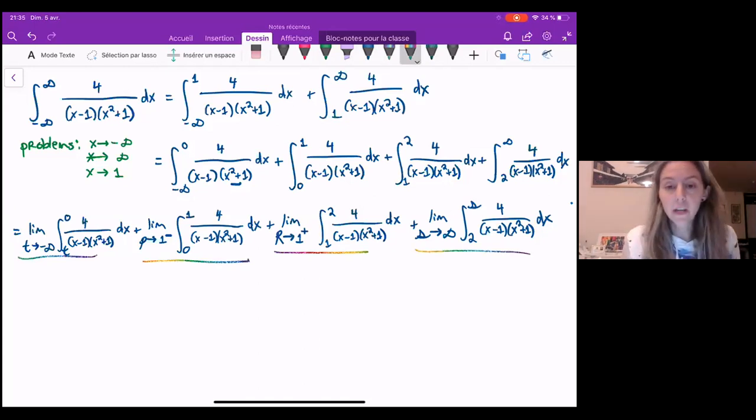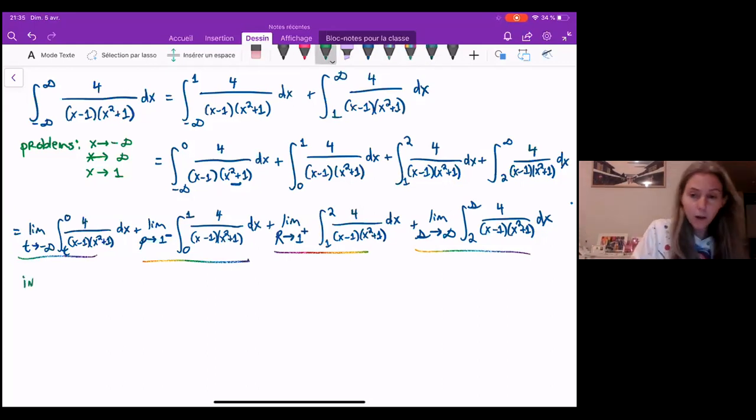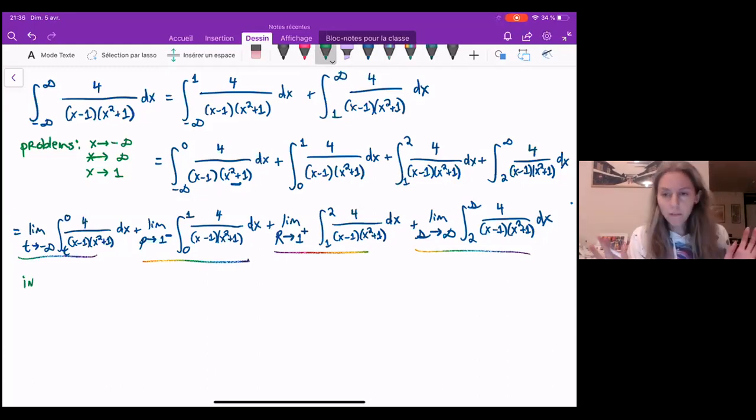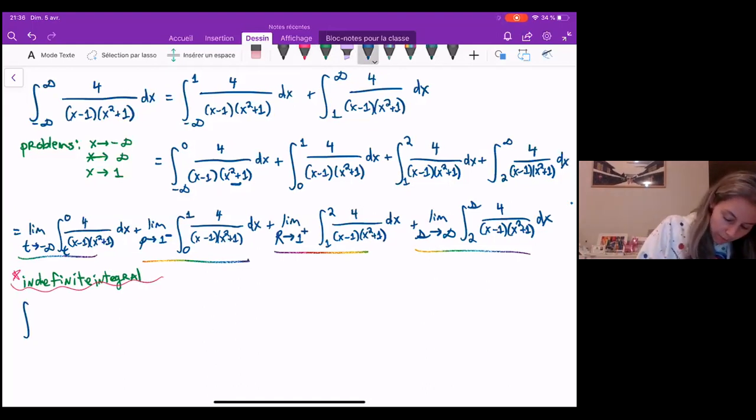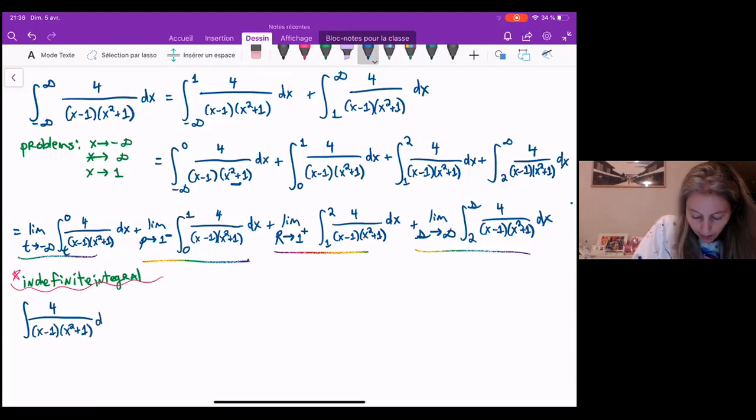We may or may not have to think about all of them, but we're going to start off by just taking the integral. So we're going to do the indefinite integral without the bounds, without the limits. We don't want all of that stuff in the way while we are taking the integral. So the indefinite integral of 4 over (x minus 1)(x squared plus 1) dx.